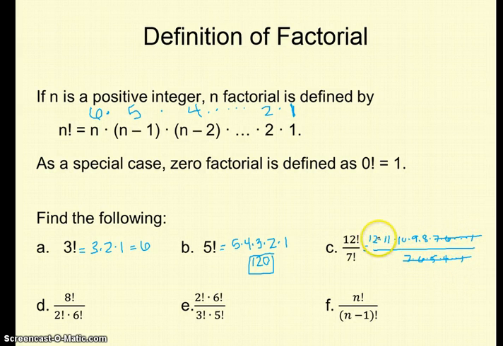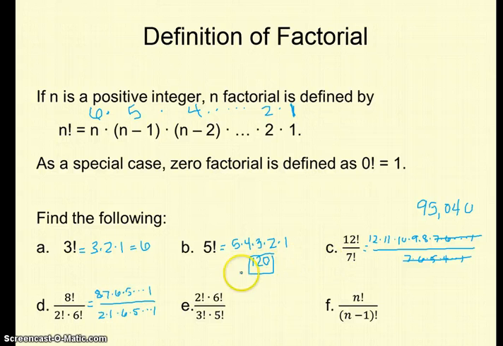I really just have 12 times 11 times 10 times 9 times 8, which would be 95,040. I would do that for each one so that you can cancel what you need to. You end up with 56 over 2, which is 28 for D.